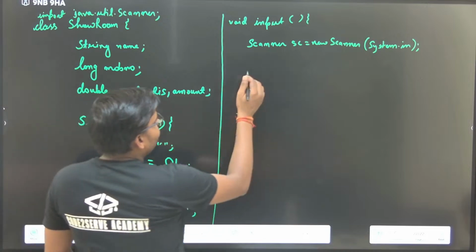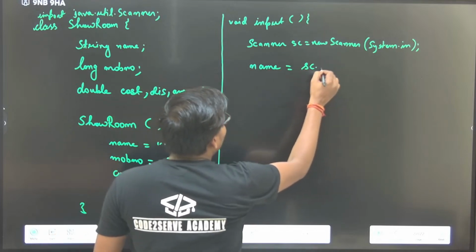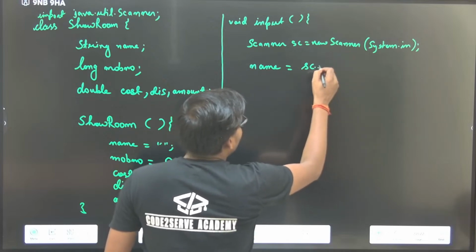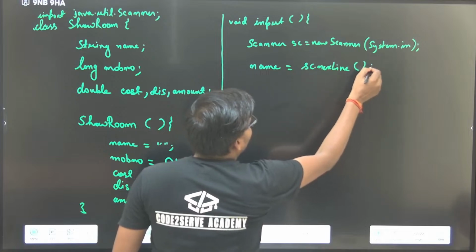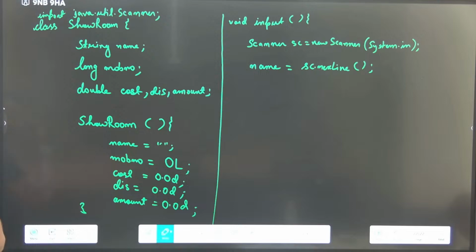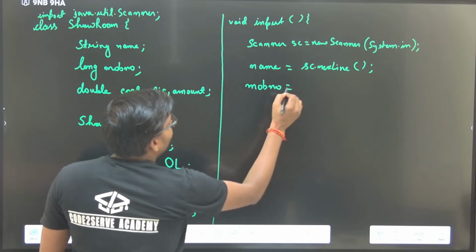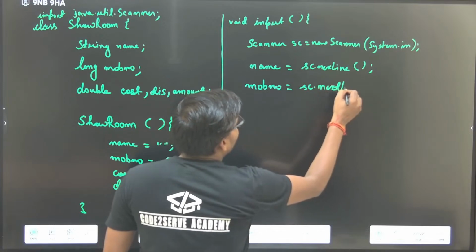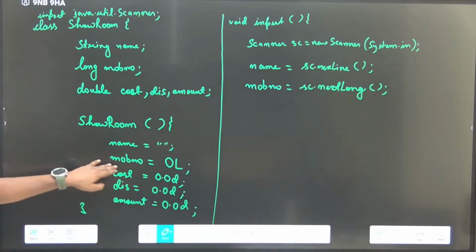Now you have been told to take name, mobile number, and the cost. So first take the name. Name is equal to sc.nextLine, so you have to read the line. Next is the mobile number. So you'll write sc.nextLong. Now you have taken the mobile number.